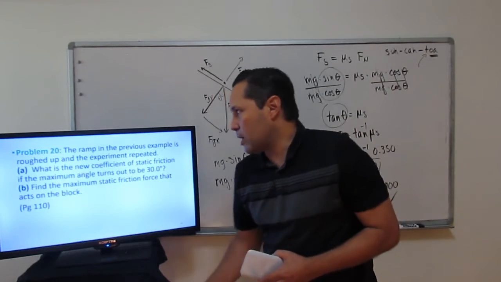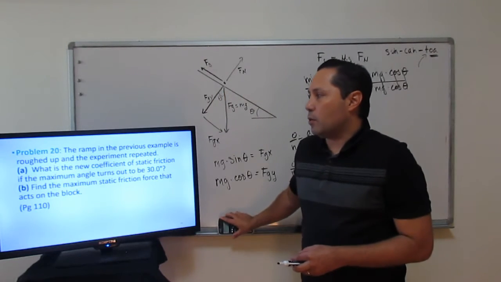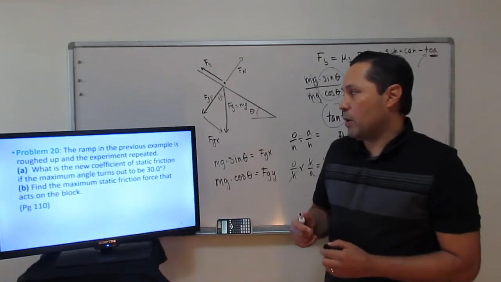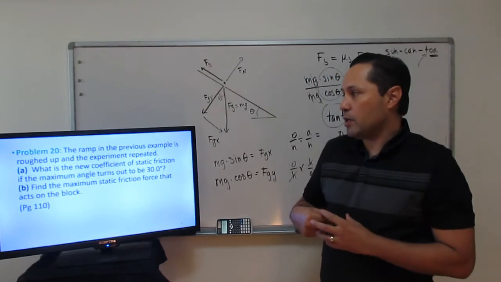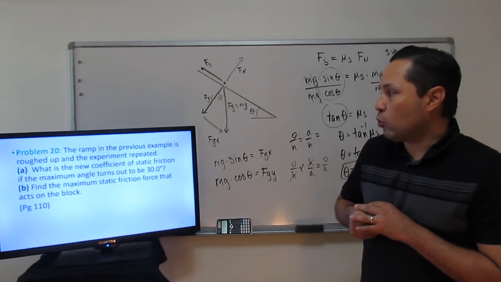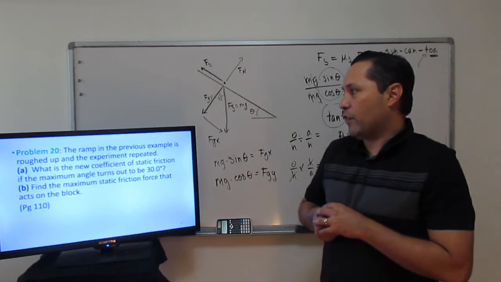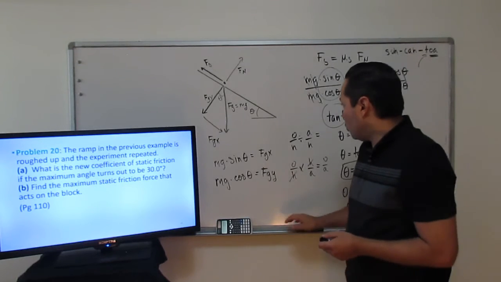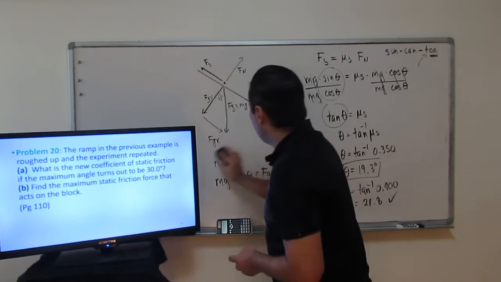In this problem, they ask you the following question. It says the ramp in the previous example is roughed up and the experiment repeated. Part A: what is the new coefficient of static friction if the maximum angle turns out to be 30 degrees? Okay, so let's go ahead and work this one out.